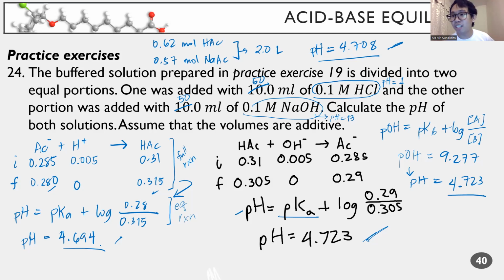Our blood is actually an example of a buffered solution. Okay? Kasi we have to maintain the pH of our blood at around neutral pH. It can't go very acidic or very basic. Otherwise, it will cause some problems with how our body functions. Okay? Hindi yun pwede. So yung blood mismo natin, meron siyang natural buffer system.